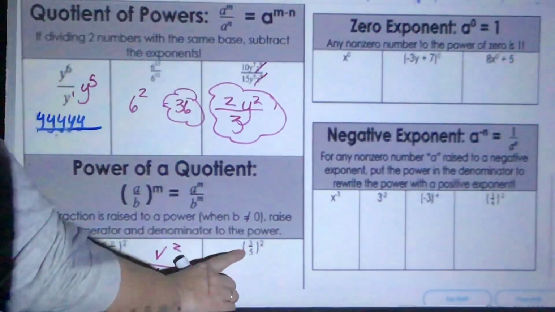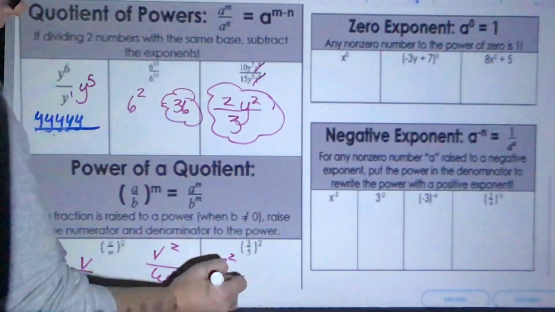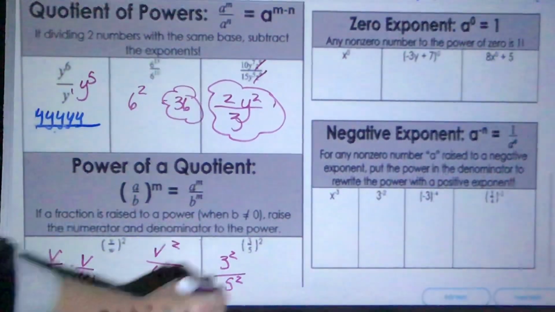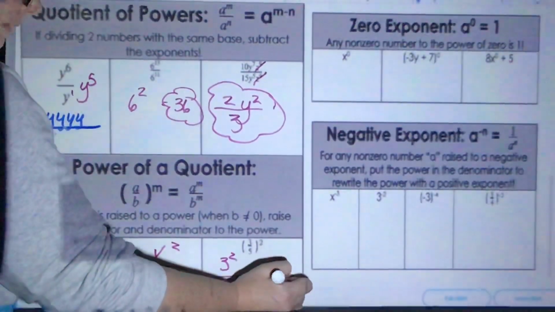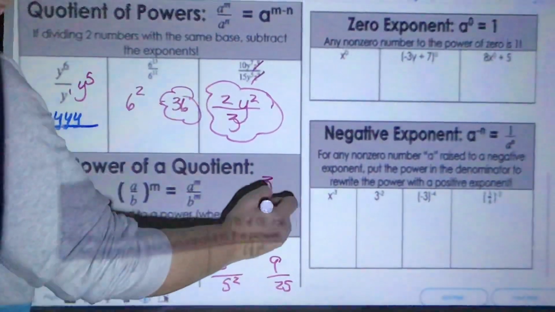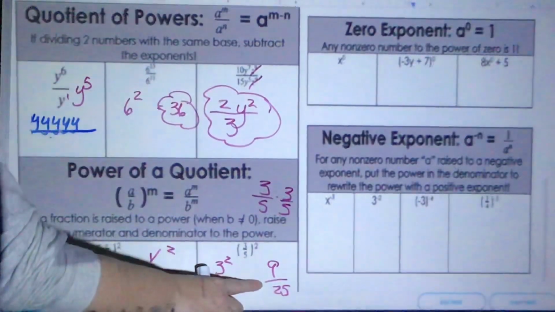For my next one, I'm going to send the square to both the 3 and the 5, if I use the rule. So I would have 9 over 25. If you don't remember the rule, you can just write out 3/5 times 3/5, and you would get 9/25 also.